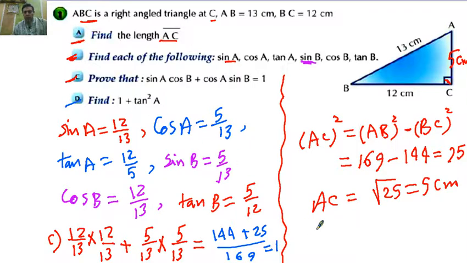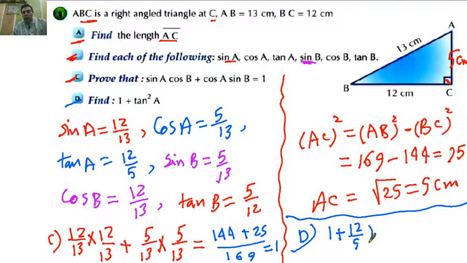Number D, 1 plus tan A squared. Tan A is opposite over adjacent, 12 over 5, all to the power 2. Then the result equals 169 over 25.